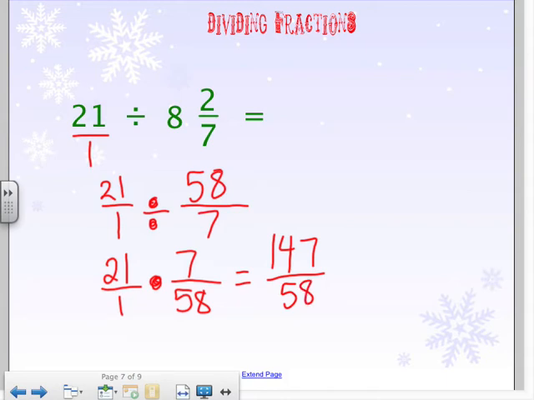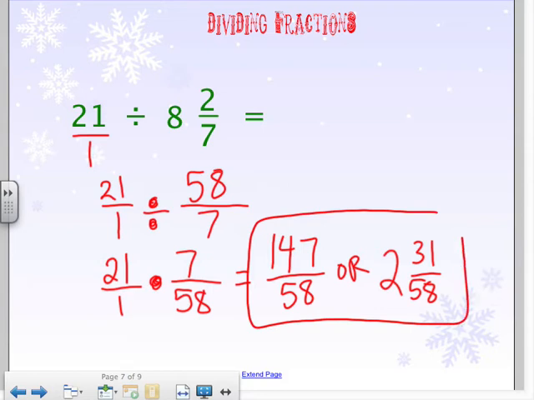You can turn that into a mixed number if you really want to. 2 times 116, so 31 over 58. But that's another prime example of a time where I'd probably just leave it as an improper fraction. Unless that's a word problem or something where I need it to be a mixed number, I would leave it as the improper fraction.